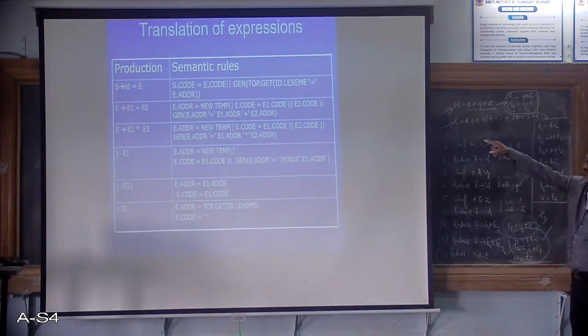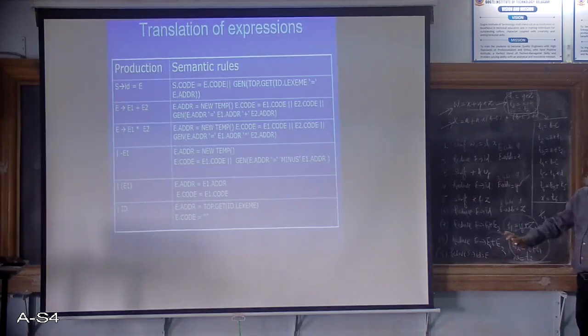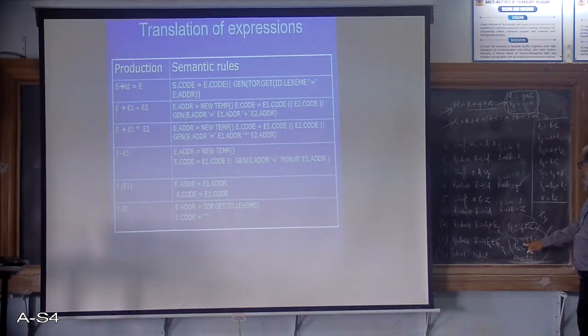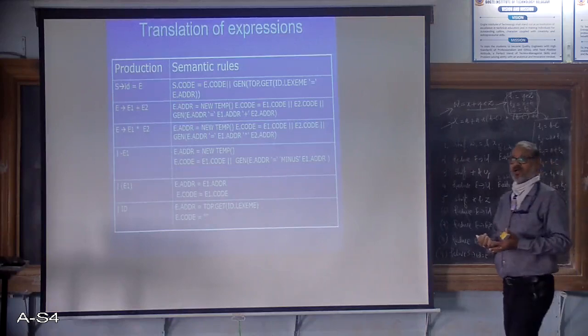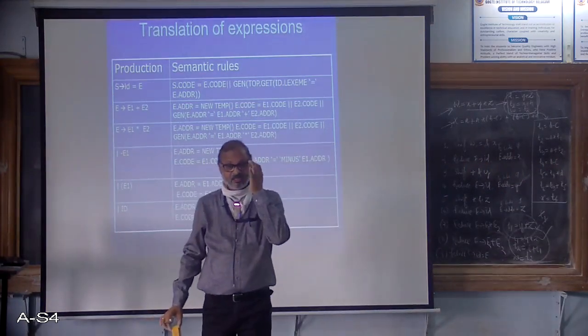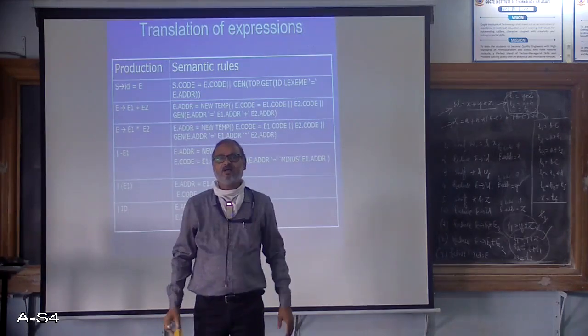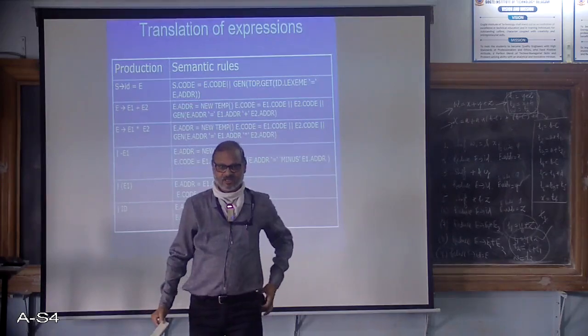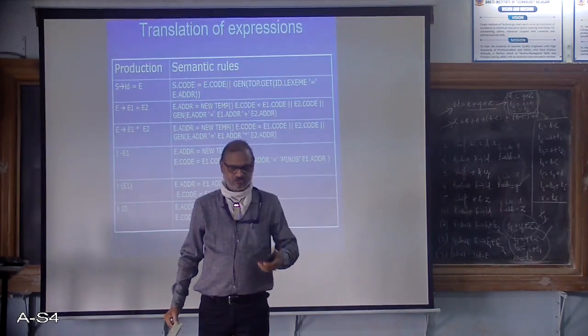Since we have reached the start symbol, the parsing process is completed. Simultaneously an intermediate code is generated, which is a sequence of 3 address codes for this particular assignment statement. So you have T1 equal to Y into Z, T2 equal to X plus T1, and W equal to T2. This is how an assignment statement is translated into a sequence of 3 address codes. I hope you have understood this.